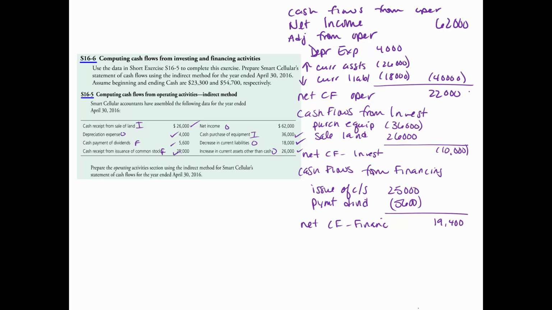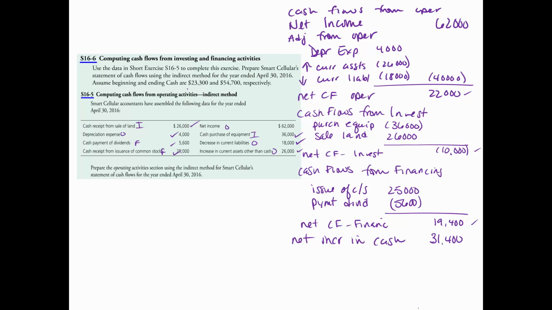So then I need to put these three sections together, the 22, the negative 10, and the 19.4. So I have net increase in cash for the year would be those three numbers together, so I've got 31,400. Then what I'm trying to do is reconcile that.